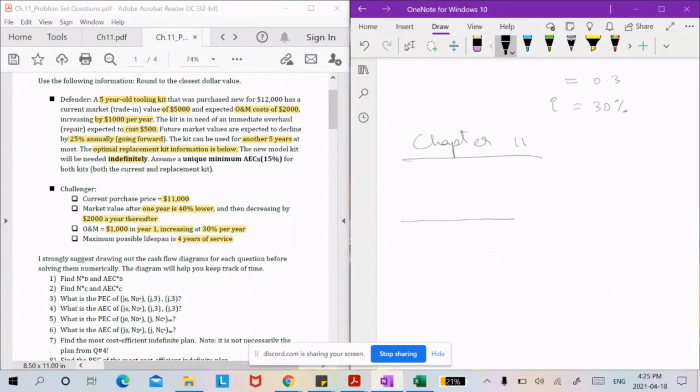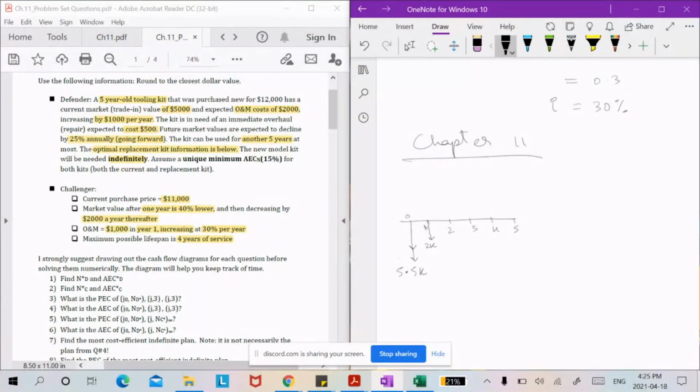Let's draw the cash flow diagram for this one. Now the current market trade value is 5,000. So that's what you use as the opportunity cost. And then there is a $500 overhaul right now. So you get 5.5K. Then what else is there? The operational costs are 2,000 in the first year. 0, 1, 2, 3, 4, and 5. In the first year, it's 2,000.